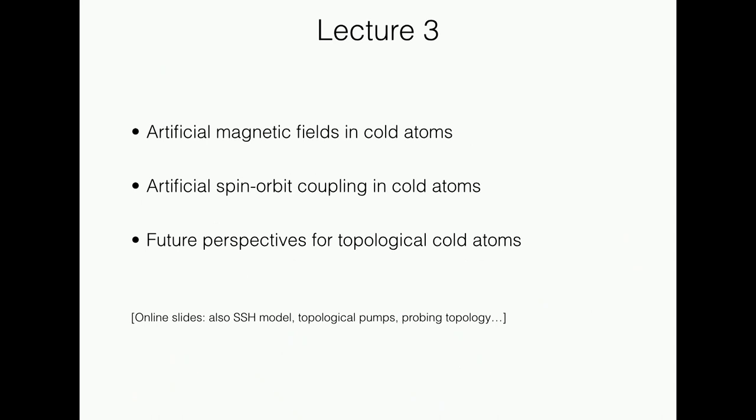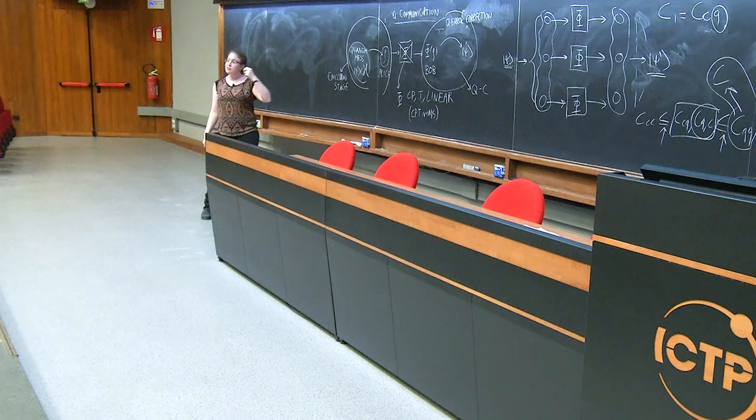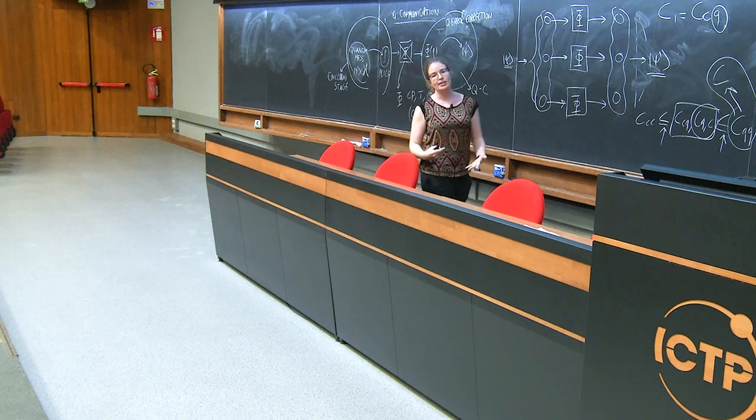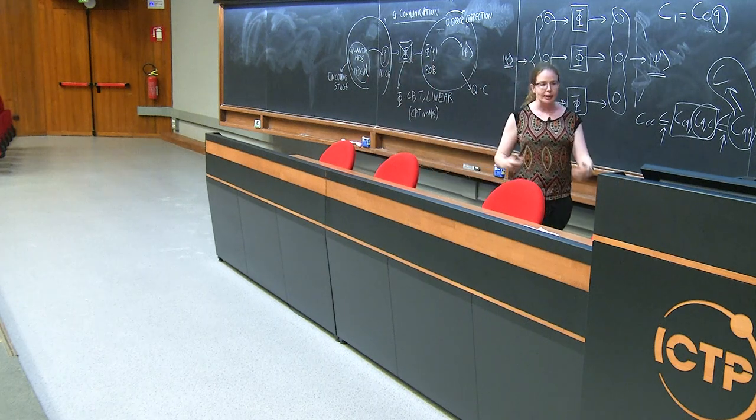And so this is the overview of what I'm going to talk about. And I have cut a few things out with respect to the online slides for the interest of time and not killing you after a long morning. So do look online and you will find some more information about these very exciting areas, the SSH model, topological pumping, which I mentioned yesterday, and more about probes of topology. And do come and ask me about that too. But what I want to focus on is how we can simulate an artificial magnetic field for cold atoms, an artificial spin orbit coupling for cold atoms, and also give you a flavor for what we're trying to do as a field and where this quantum science is going.